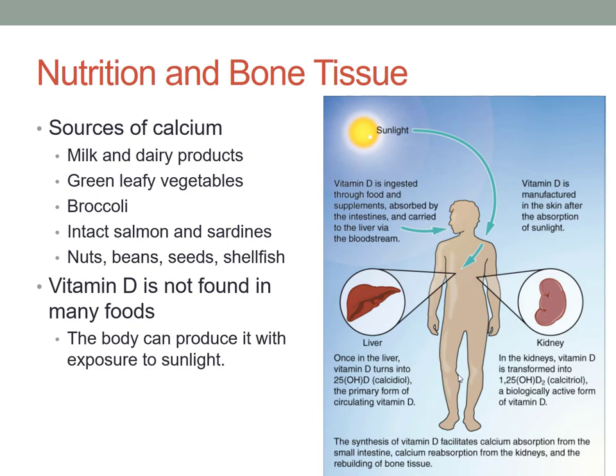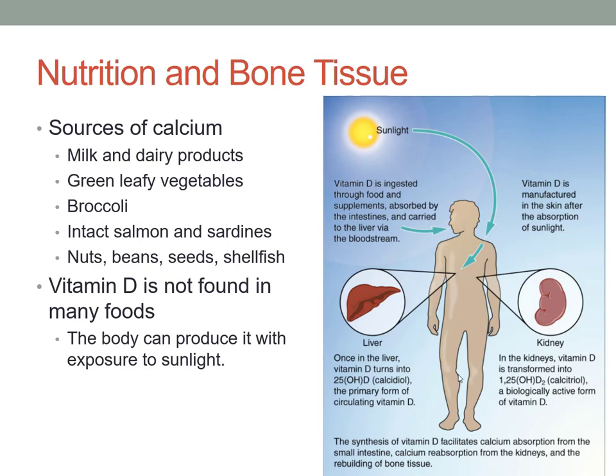Vitamin D is ingested through food and supplements and absorbed by the intestines and then carried to the liver through the blood. Vitamin D is manufactured in the skin after absorption in the sunlight. Two places where vitamin D or its different forms are stored by the body are in the liver. Once in the liver, vitamin D turns into calcidiol, which is the primary form of circulating vitamin D in the blood.